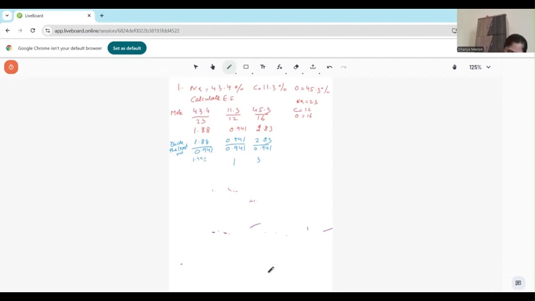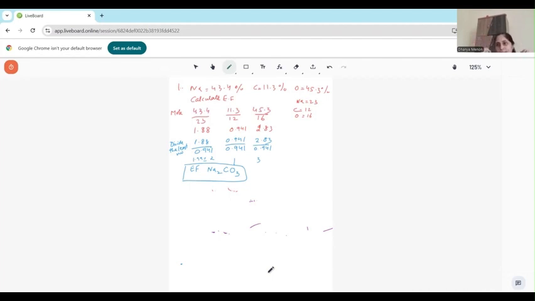So the empirical formula will be, how many sodium atoms are there? 2. How many carbon atoms are there? 1. We don't write it as 1, we just write it as C. Oxygen, how many atoms? 3. So this is how you find out the empirical formula. Okay, so these are the steps.